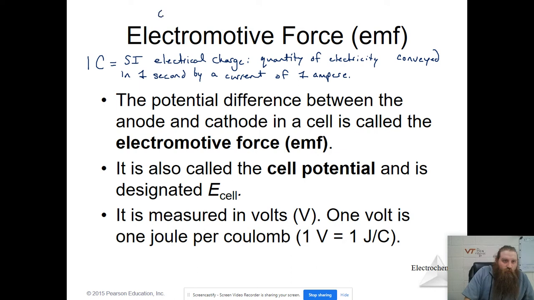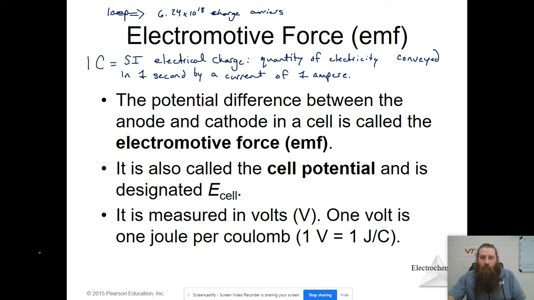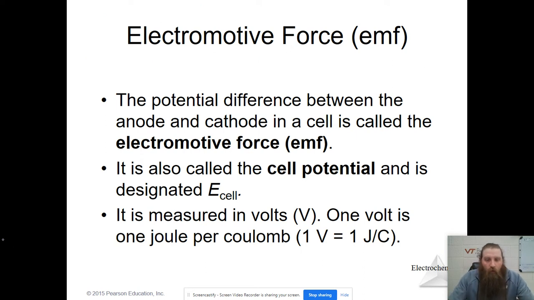And 1 coulomb of electric charge is 6.24 times 10 to the 18th charge carriers. Okay, charge carriers are typically electrons. So that's 1 coulomb. There's 1 coulomb of these charged characters. When we measure our volts, remember volts are in joules per coulomb.